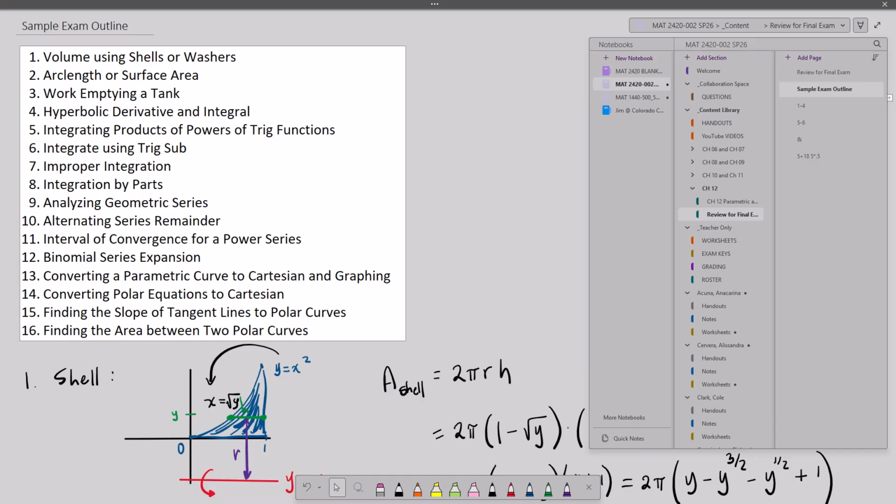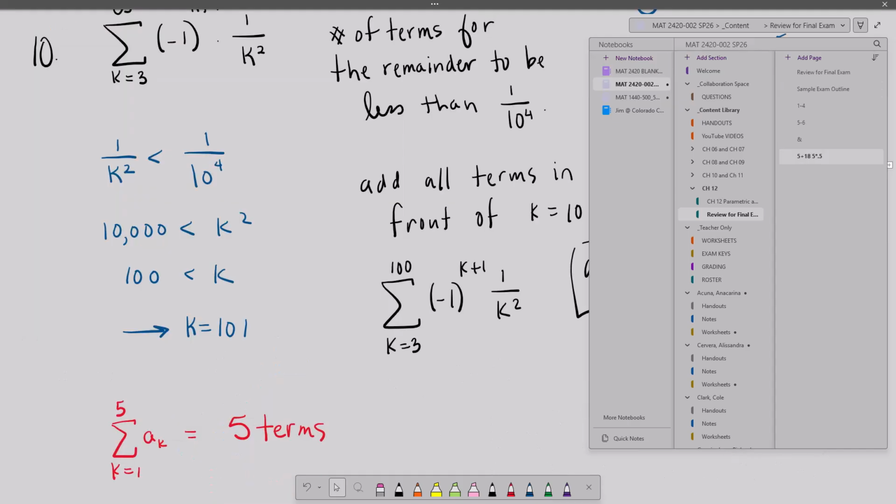Integral of convergence for a power series. So, let's see.